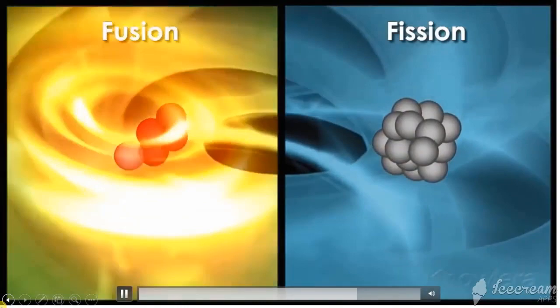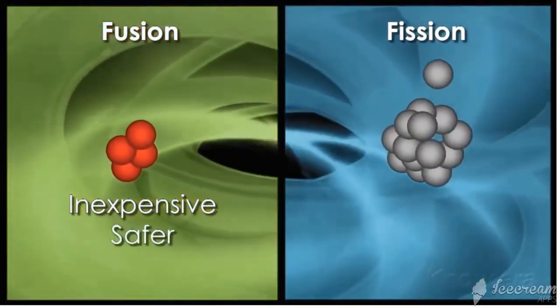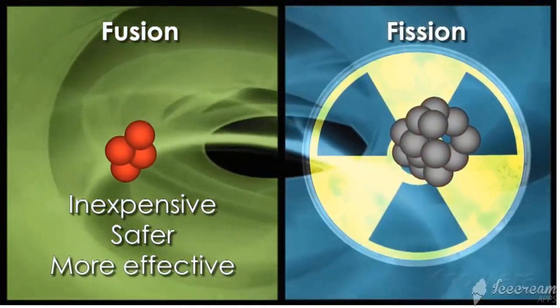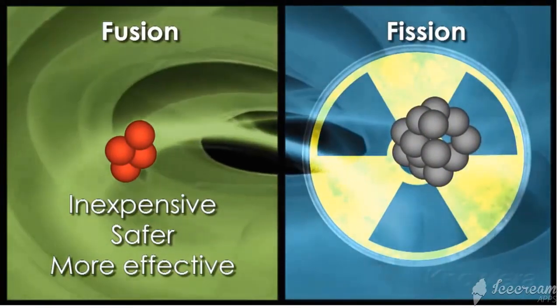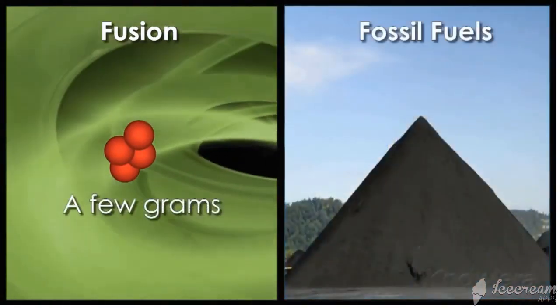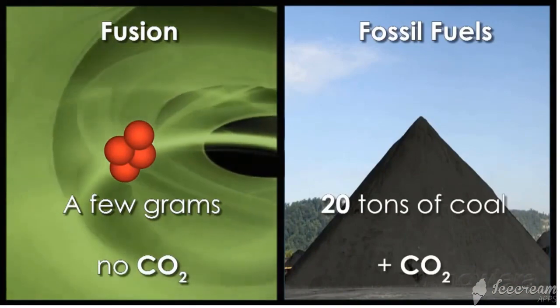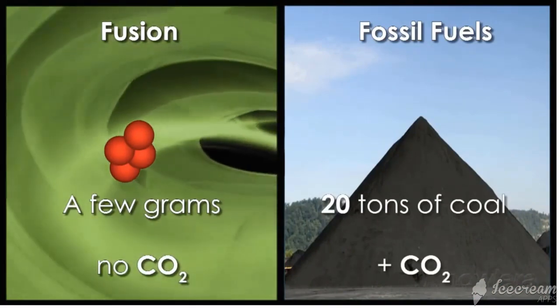Unlike fission, fusion does not produce very much radioactive waste. It also requires relatively inexpensive materials and is much safer than fission. Also, fusion does not release carbon dioxide, unlike fossil fuels. But because fusion requires temperatures in the order of millions of degrees and extremely high pressures, we won't be able to use it to make energy anytime soon.